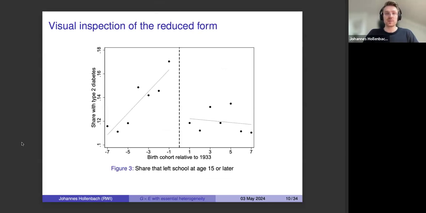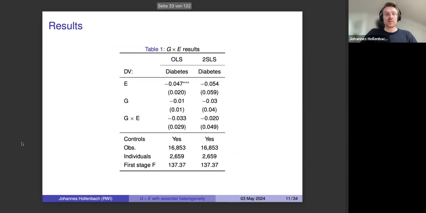Now let me show you the reduced form. On the x-axis, you again have the running variable, but on the y-axis now you have our outcome, the share with type 2 diabetes. This is just raw data, but still you can see a jump at the cutoff and also changing dynamics, so changing slope of the regression to the left and to the right. I don't want to stress this too much. I want to move on to our regression results.